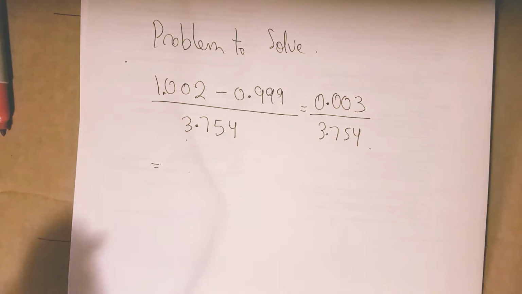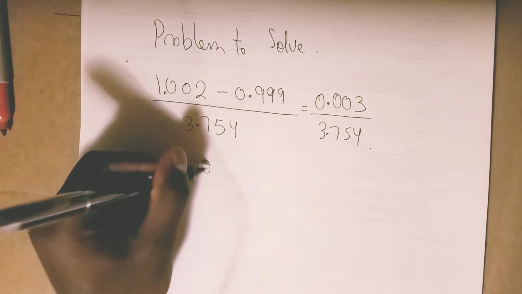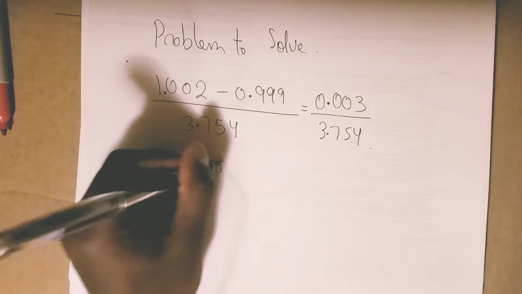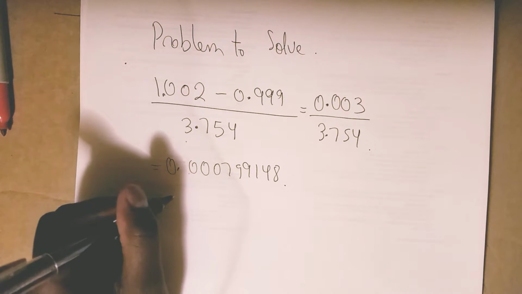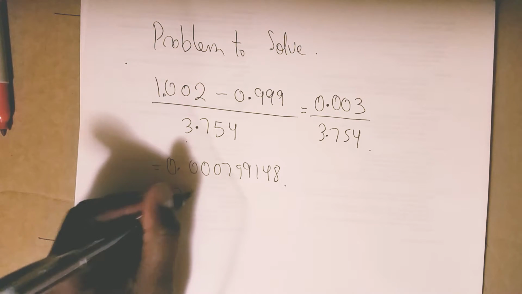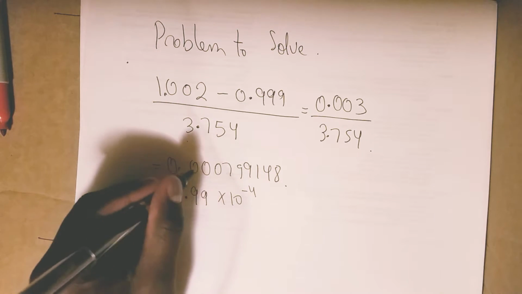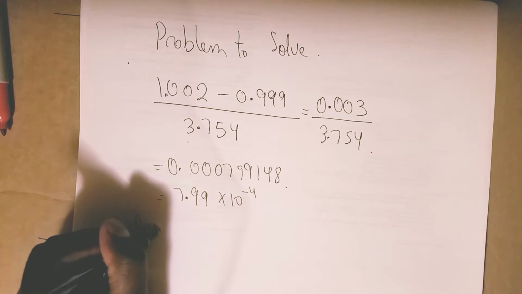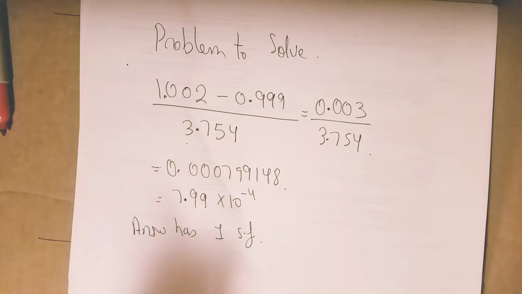So this is a problem to solve. We get 0.003 divided by 3.754, which is equal to 0.000799148. When you round that off, you get 7.99 times 10 to the power of minus 4. 1, 2, 3, 4. The answer has 1 significant figure. So why is that?